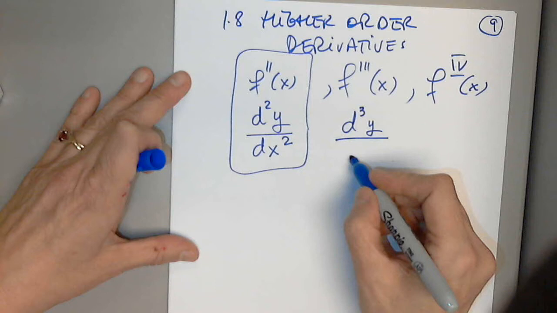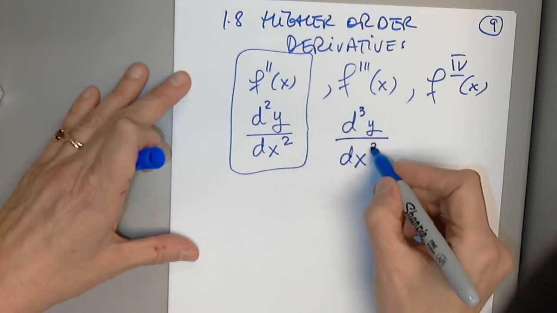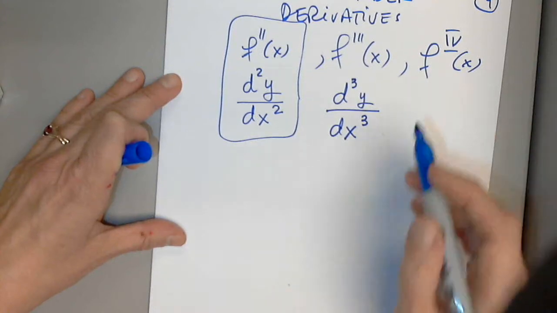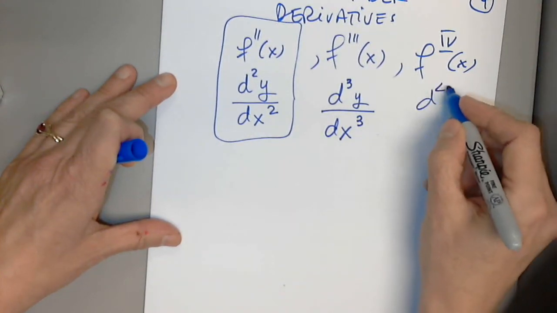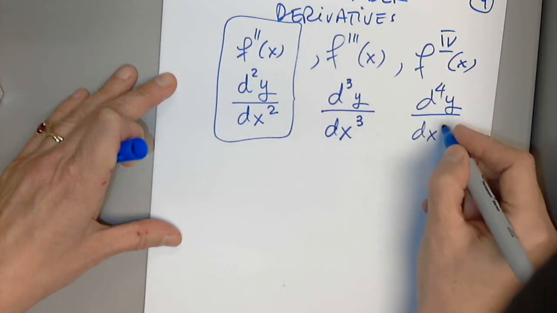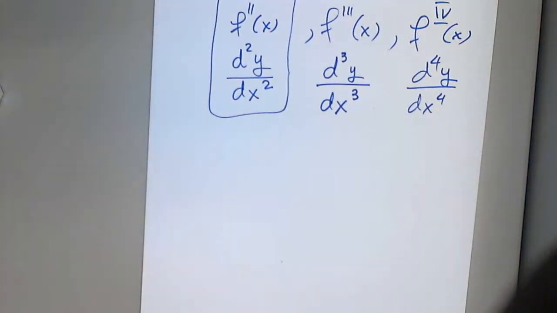d3y over dx cubed, y differentiated with respect to x 3 times. Can anyone give us the third one? d4y, the fourth derivative of y with respect to x, of course, 4 times. And we can go on forever. Choose anything you like. And I prefer a word problem on page 172. Anything you want from 1 through 60.